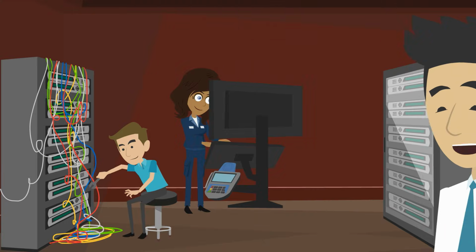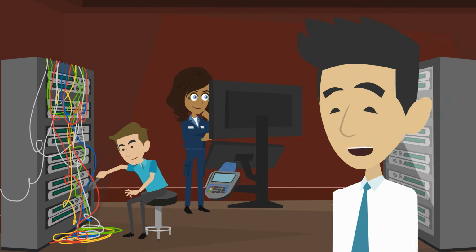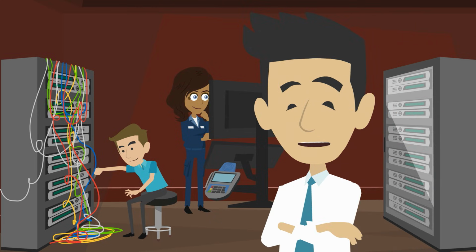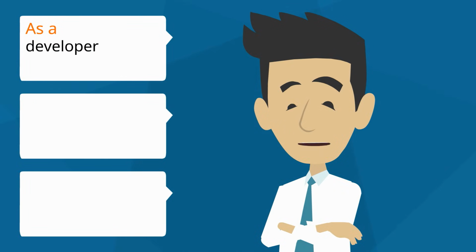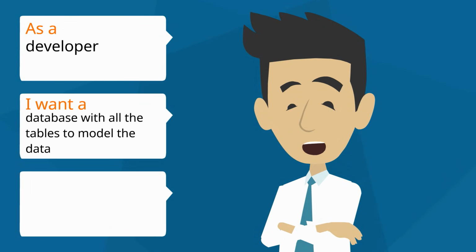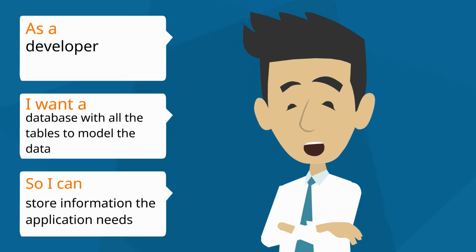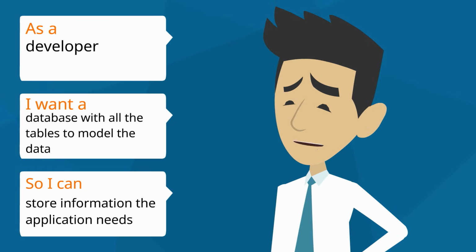So how do we handle all the work we need to do that the user can't see? How do we handle stories about the developer's world? How do we handle stories like this? As a developer, I want a database with all the tables to model the data so I can store information the application needs. This is a bad story because it violates our principles for software development.